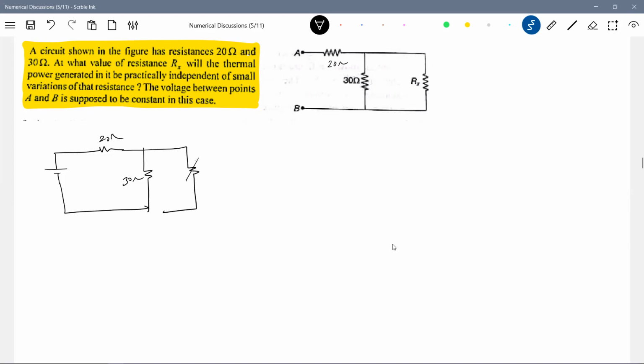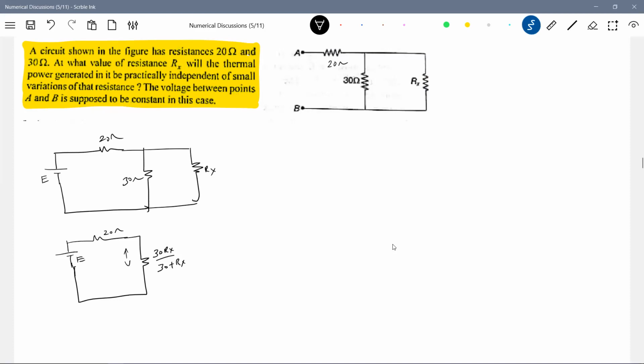Power is variable, but the power should remain constant though Rx varies. Let me write this is E. Now what shall I do after this? These two are parallel, so the effective resistance of this will be 30 Rx by 30 plus Rx. This is 20 ohm. This is V, E.